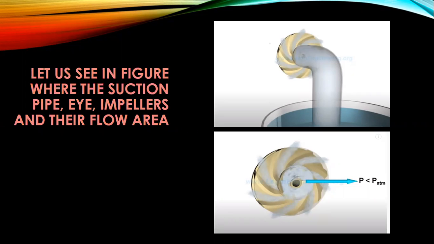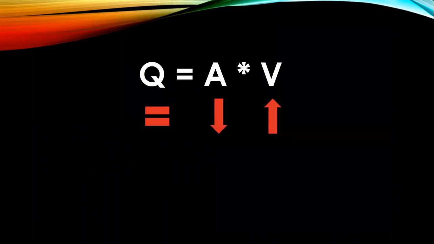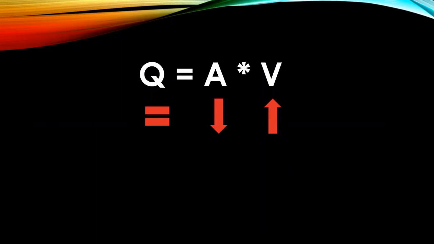Here we have two figures, and it's obviously seen that the flow area of the impeller eye is smaller than the flow area of the suction pipe and the flow area of the impeller vane. From this equation, we can say the velocity is the greatest in the eye of the impeller.